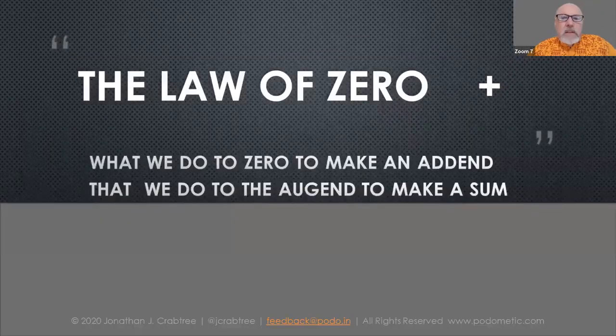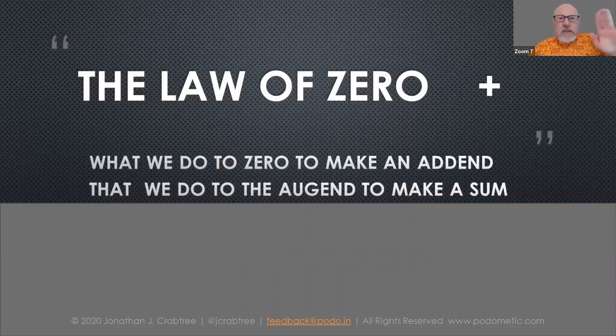So we can then start to process things and come up with new concepts like the law of 0 for addition. And you don't know the law of 0 for addition, so that's why I'm excited to tell you. And the law of 0 for addition is what we do to 0 to make an addend. That's what we do to the augend to make a sum.